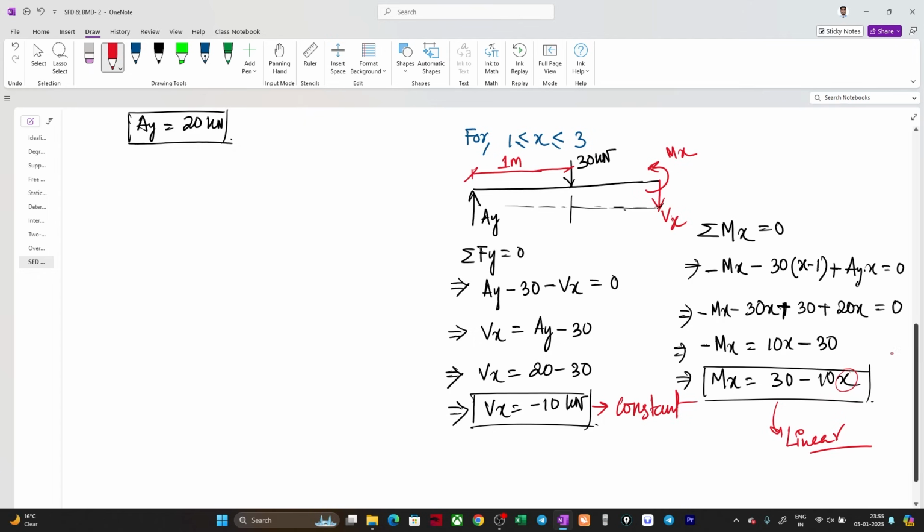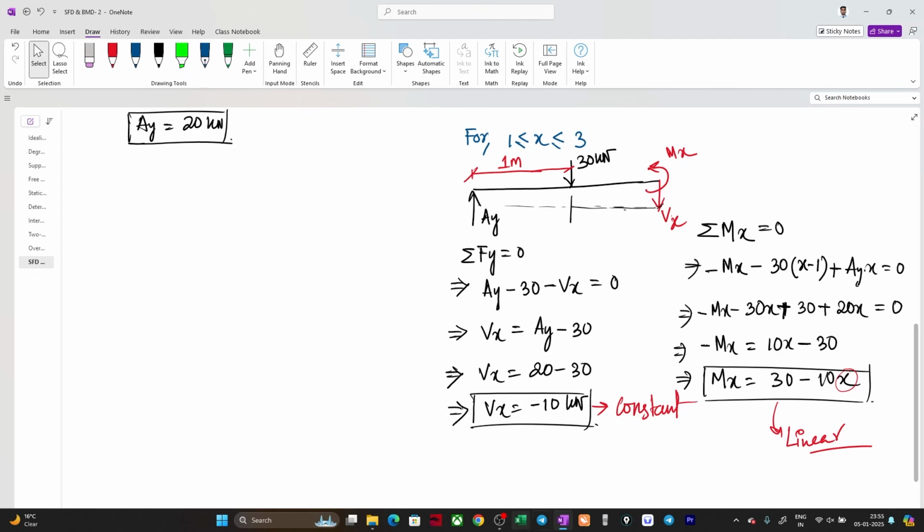So from here what you understand is that in both cases the moment is linear, giving us linear equations, so it will not be a parabolic shape, it will be a linear line, right? A line shape with some increment or decrement that we will see. And the shear force that we are getting is constant.